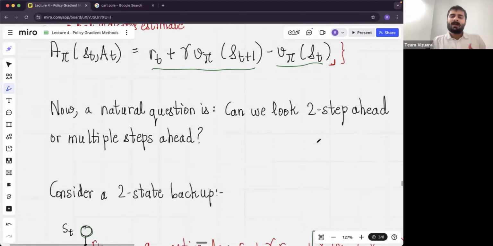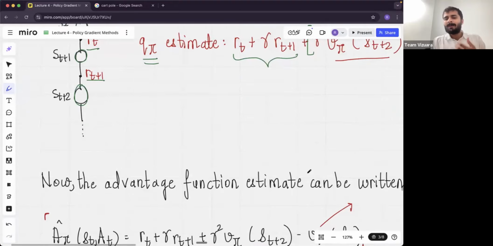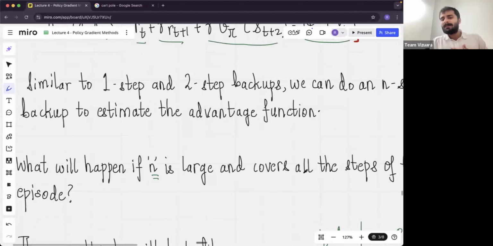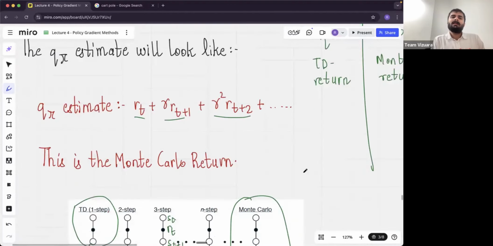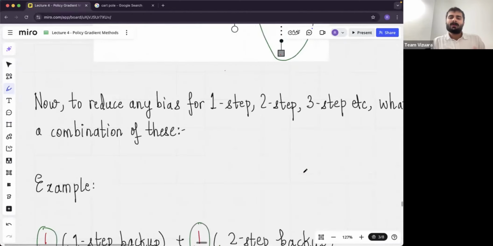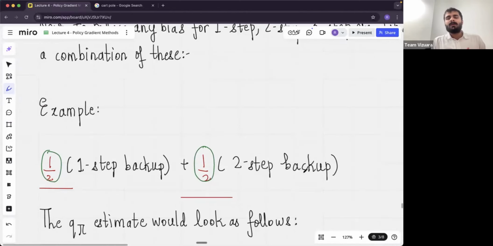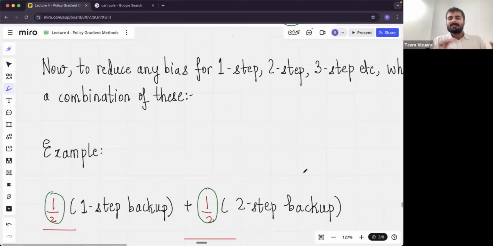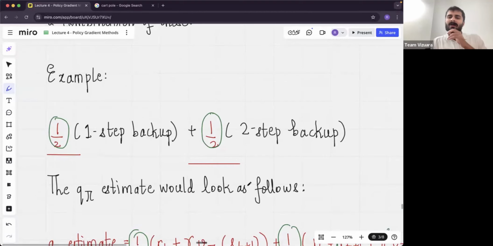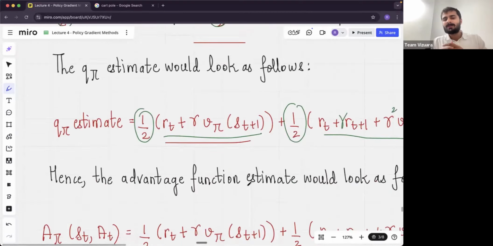So then you try to look at a two-step return, and your formula becomes like this. And similarly, then you try to look at an n-step return, which is basically adding up the returns from all the steps, which is similar to Monte Carlo return. And then you think that, okay, fine, now I'm going to do a combination of one step and two step backup, so half and half. But then you say, why half and half? I want to now include all the steps.